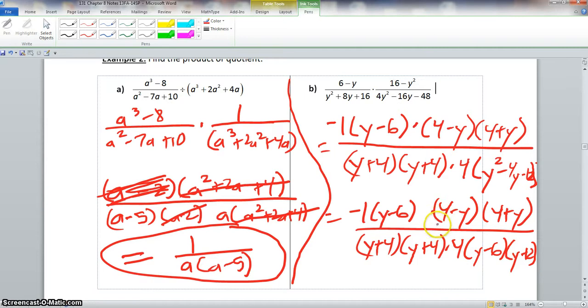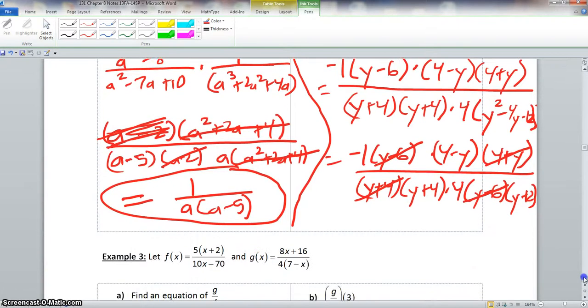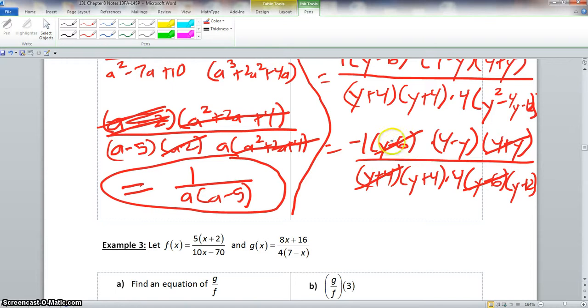Okay, so now let's go through and simplify out what we have in common here. We know 4 plus y and y plus 4 is the same thing. Okay, next we have y minus 6 and y minus 6 here. Now, there's one other thing that we need to do, another little step. It shouldn't take that long.